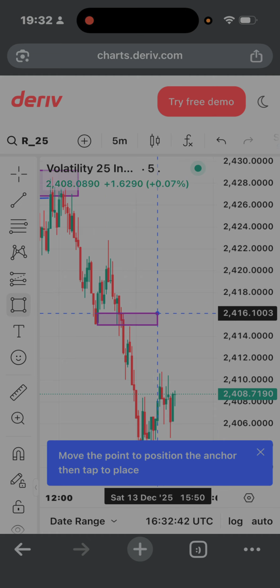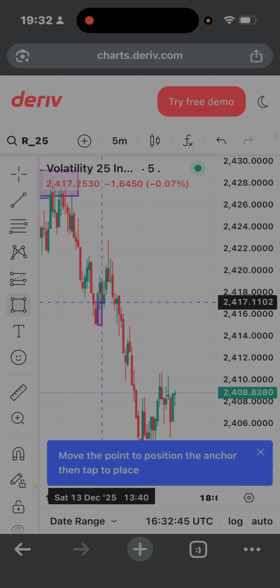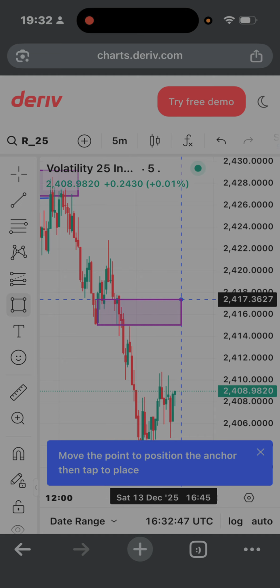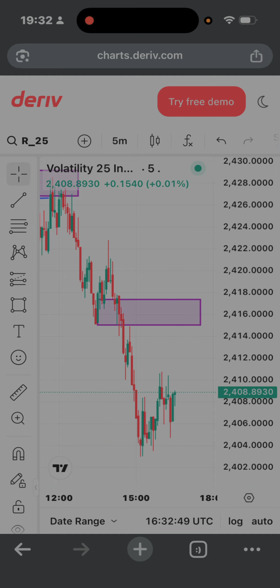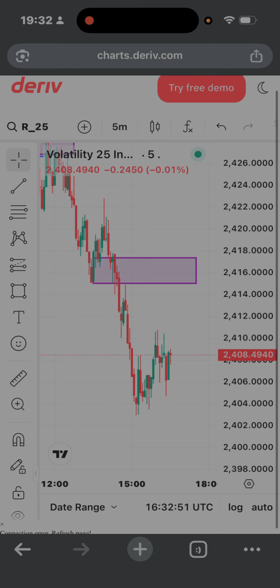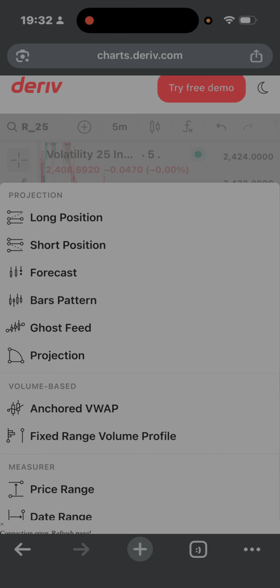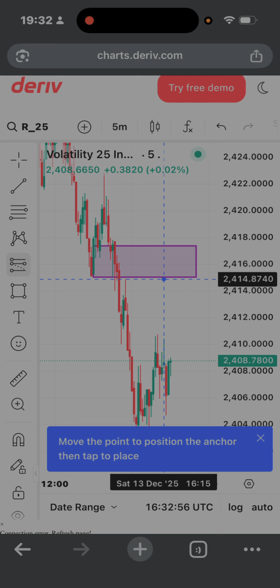I saw this was supposed to be a strong block on the 15, but it was broken, so I had to consider it a very strong block, right? And what I had to do was come and place my short positions right here.